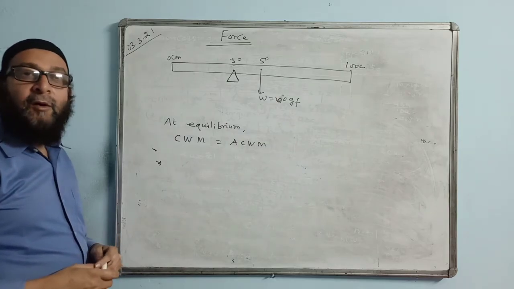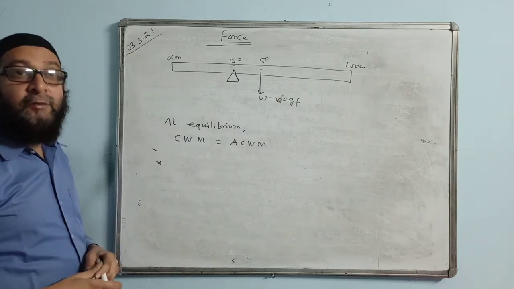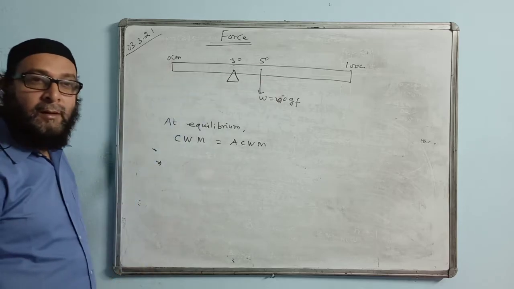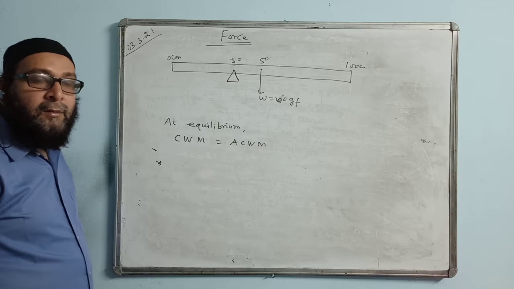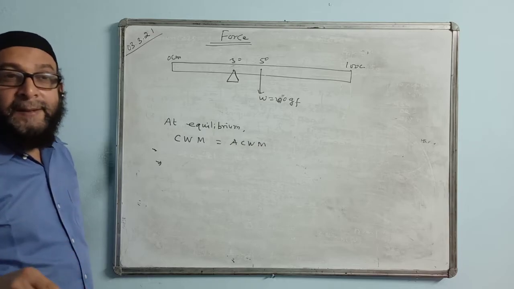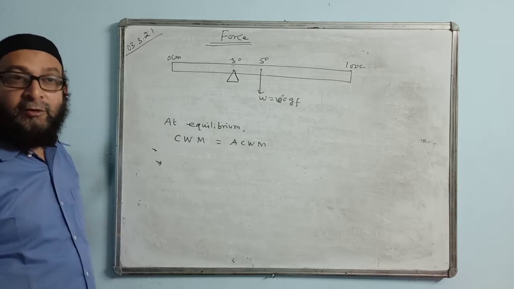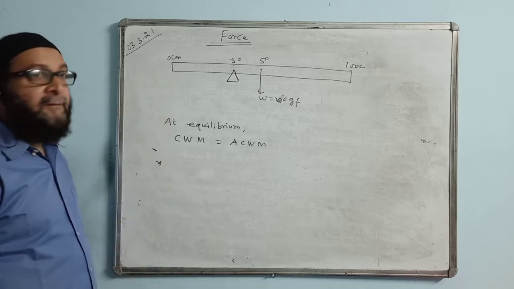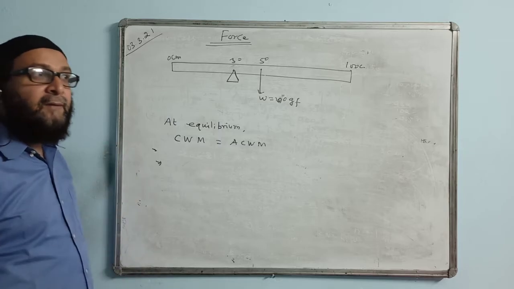You are keeping a weight of 150 GF. Where do you have to keep the 150 GF? This side or the other side? The question doesn't say where you have to keep it, and then you have to find that position. The question is not saying that you have to keep it at the 0 or 100 end, so you can keep it anywhere. We don't know the end.